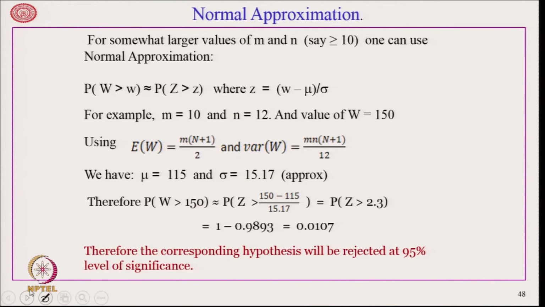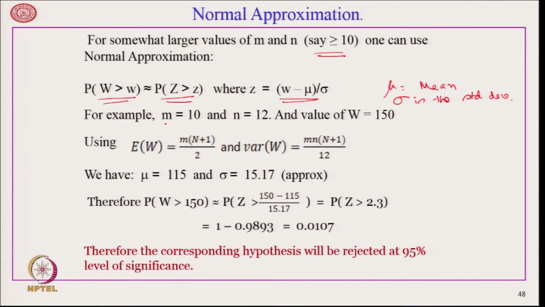Now, let us look at the normal approximation. If m and n are somewhat large, say greater than or equal to 10, then one can use normal approximation, because it is difficult to compute these tables for all different combinations of m and n. So, after some point we can look at large sample theory and go for the normal approximation. So, probability W greater than small w is equivalent to probability capital Z greater than small z, where z is equal to w minus mu upon sigma, where mu is the mean and sigma is the standard deviation. I have given you the values for the mean and the variance or the standard deviation, but we will prove those values again in lecture number 5.